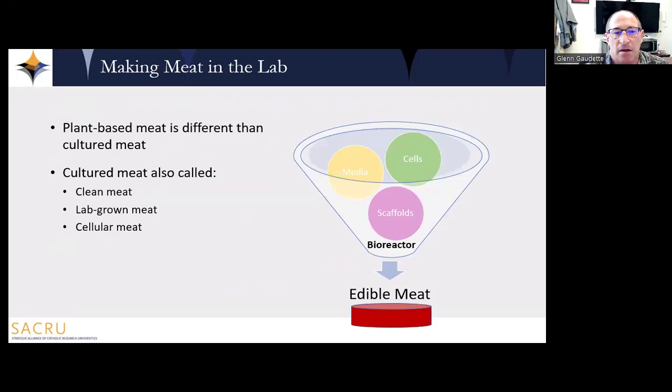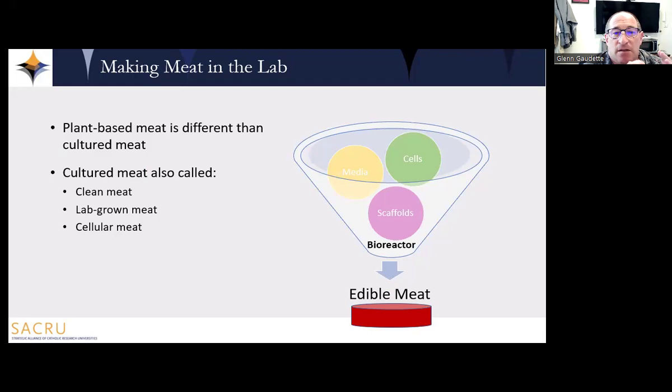Lab-grown meat, clean meat, is different than plant-based meat. If you've heard of the Impossible Burger or the Beyond Burger, those are plant-based meats. Those are different than what we're talking about here. Cultured meat is actual cells. It's actual muscle tissue. It's made from animal cells. As I mentioned earlier, you may hear cultured meat called clean meat. You may hear it called lab-grown meat or even cellular meat.